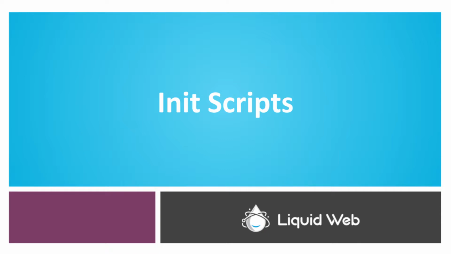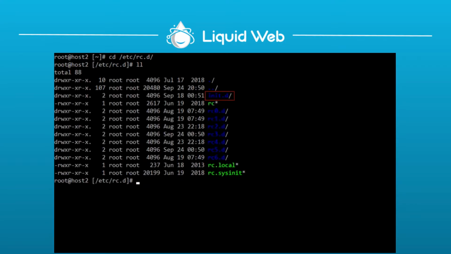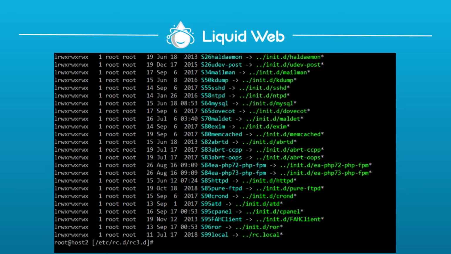Init scripts are what start the other processes in each run level. So to get a better idea of how they work, if I go into my server to the etc/rc.d folder, I see the init.d folder, which is what actually has most of the scripts that run the various services. If I go into the rc3.d folder, which is for run level 3, then I see the various files that are just symlinks to those scripts in init.d.